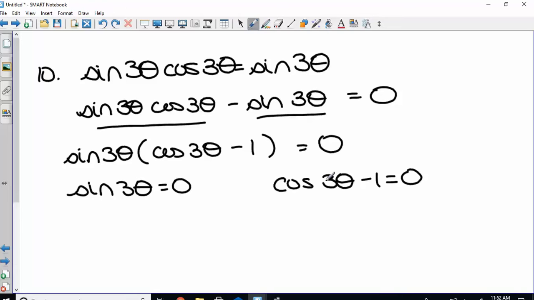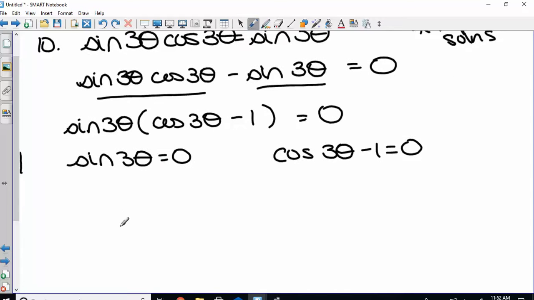First of all, both of these are 3 theta. What does that tell me? Triple solution. Good. Probably one of the biggest mistakes I saw in the homework is when people wrote down these angles, they just put theta equals. You have to use your angle. So this was a 3 theta. So when I get these numbers, this is 3 theta equals.